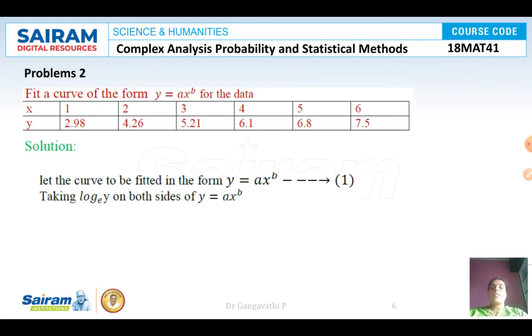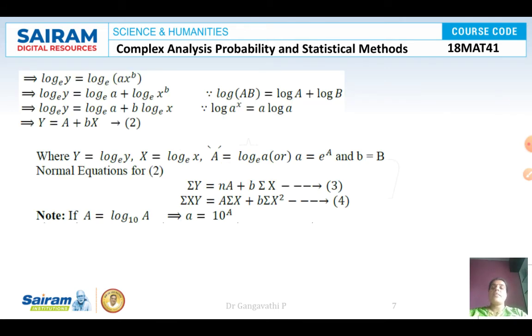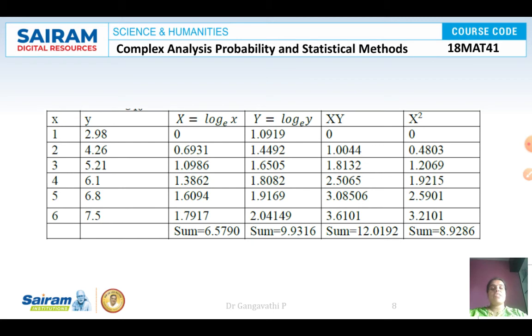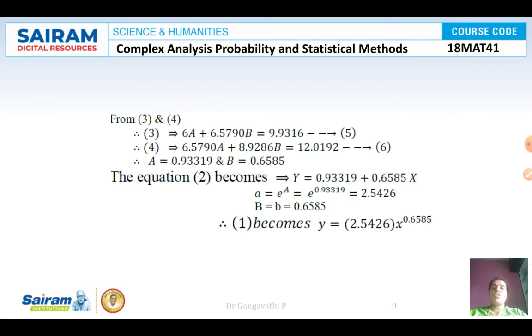So similarly, let us work out another problem. Fit a curve of the form y is equal to ax plus b for this data. And the solution, as usual, we have to find the normal equations first. Call the given equation as 1, take the log on both the sides and simplify. You get the equation of a straight line. Write the normal equations for it, construct the table which fulfills all the requirements, substitute those values in the normal equations and simplify.